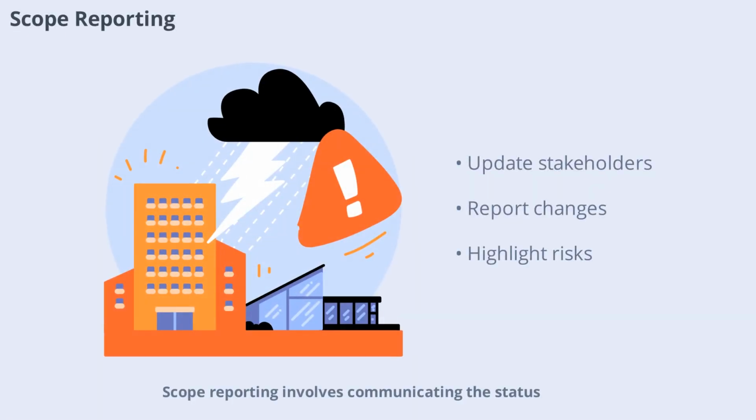Scope reporting involves communicating the status of the project scope to stakeholders. Regular reports keep everyone informed and support transparency. Effective scope reporting includes updates on deliverables, changes, and risks. Let's discuss how to create clear and informative scope reports.